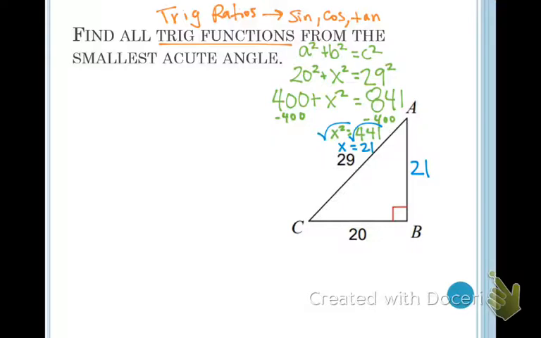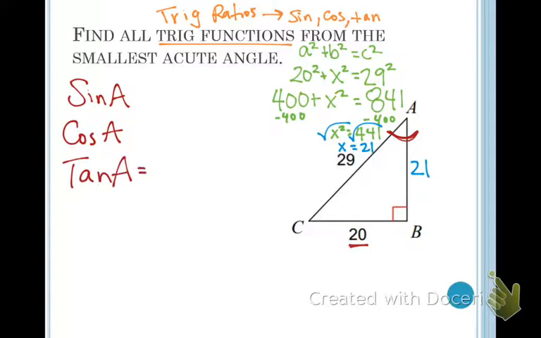All right, so from here we're going to find all of the trig functions, trig ratios, from the smallest acute angle. So to figure out the smallest acute angle, what do I need to look for? The smallest side. So what is the smallest side here? CB, which is 20. So what angle is across from 20? A. So A is the smallest acute angle. So we're going to find sine from A, cosine from A, and tangent from A. And we're going to use SOH CAH TOA.